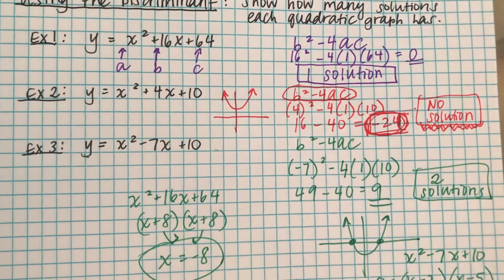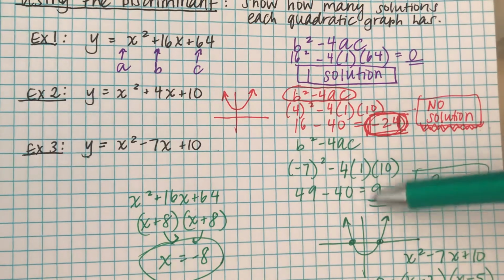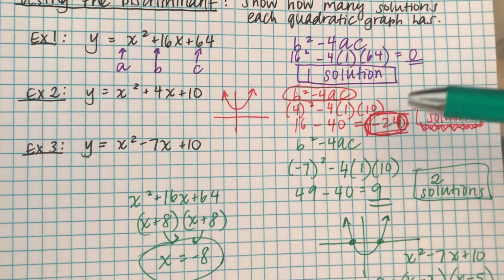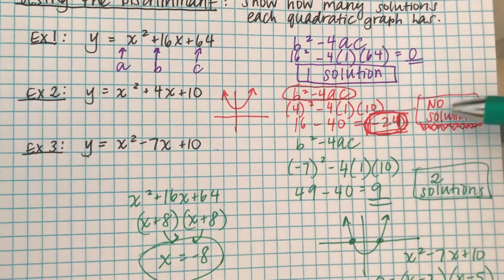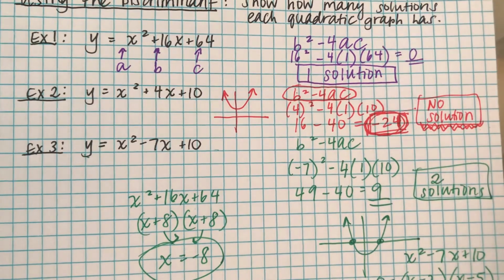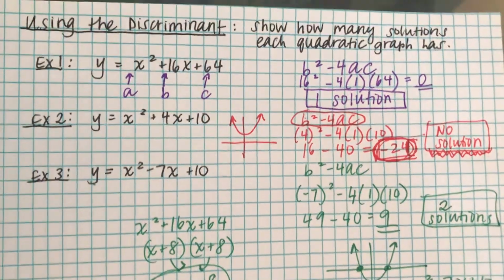All right, remember, it doesn't really matter exactly what value you have. You just need to look at, is it negative or is it positive, to tell you how many solutions that you do have when you are using the discriminant.